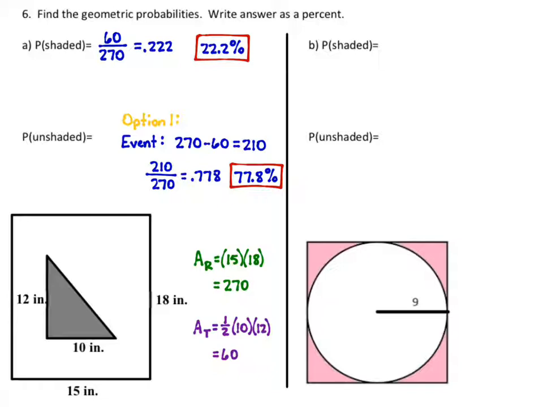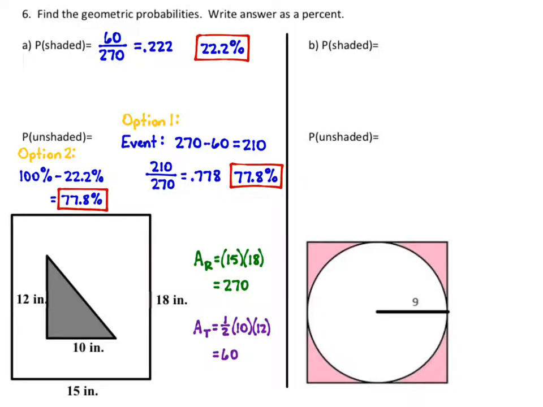But the other way to do this is to recognize that the shaded region and the unshaded region are complements to each other. And remember, complements, when added up, give you the entire thing, the whole sample space. Since the entire sample space is 100%, and I know the shaded region is 22.2%, then I can just subtract the 22.2% from 100% and end up with my probability of the unshaded region. So either way works for that problem.